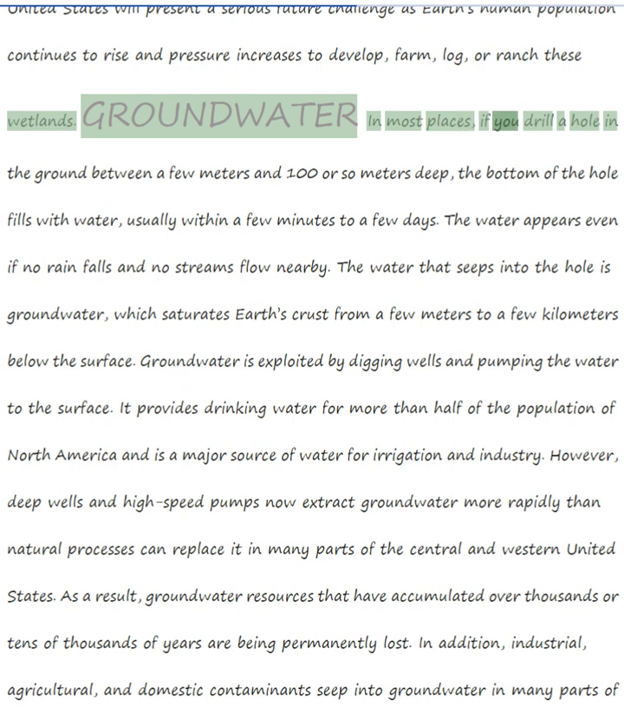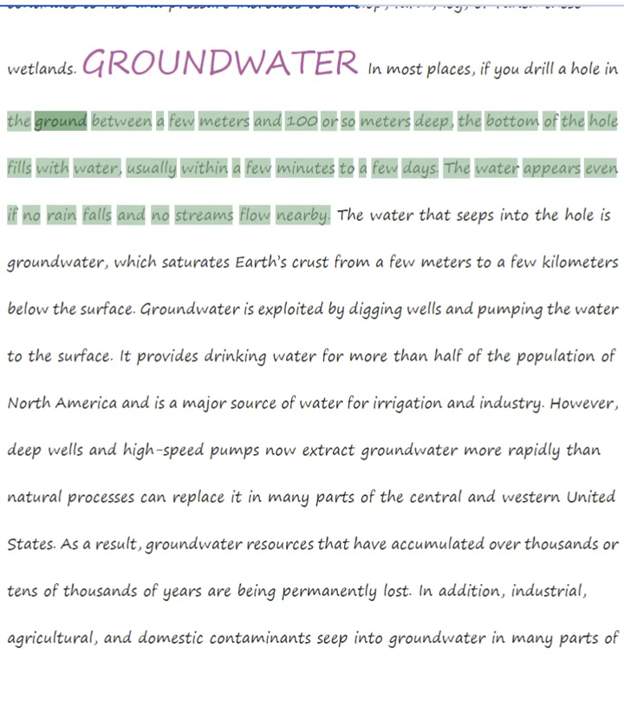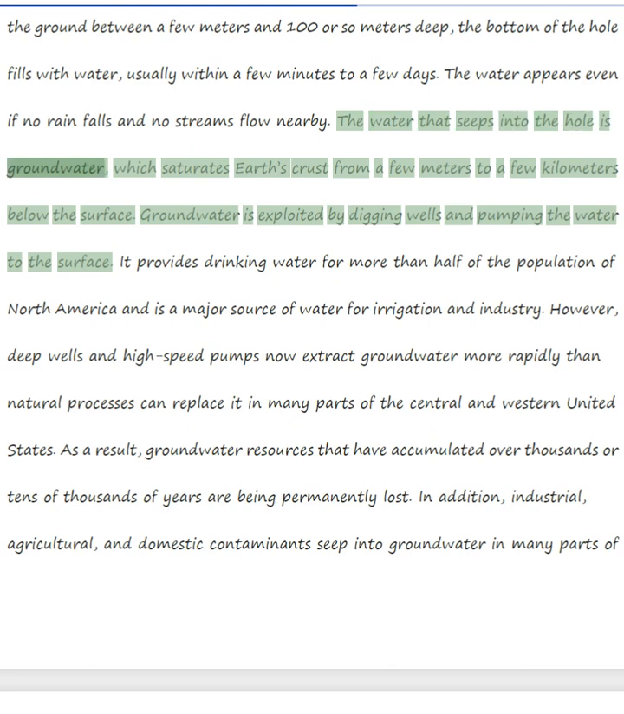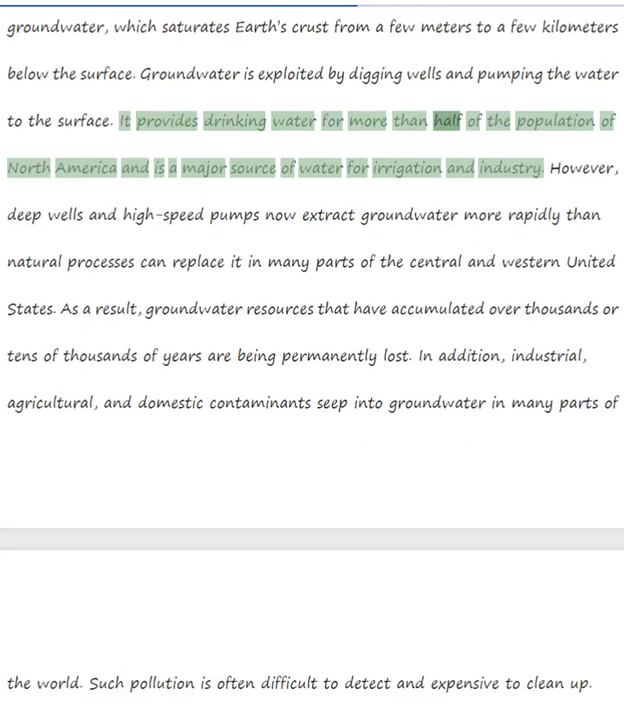Groundwater. In most places, if you drill a hole in the ground between a few meters and 100 or so meters deep, the bottom of the hole fills with water, usually within a few minutes to a few days. The water appears even if no rain falls and no streams flow nearby. The water that seeps into the hole is groundwater, which saturates Earth's crust from a few meters to a few kilometers below the surface. Groundwater is exploited by digging wells and pumping the water to the surface. It provides drinking water for more than half of the population of North America and is a major source of water for irrigation and industry.